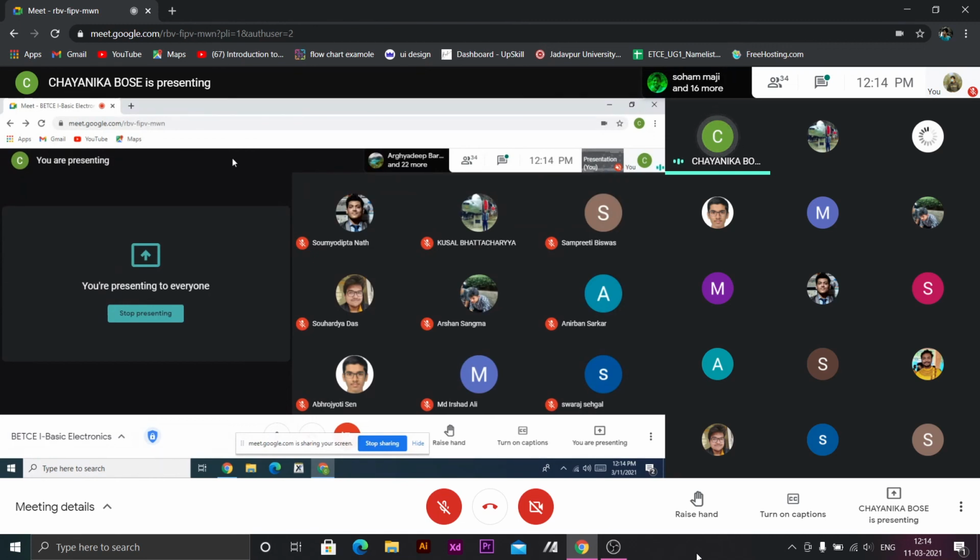Common emitter junction, full saturation. When VC, the collector to emitter potential, is 0, it means the collector base junction now gets full forward bias.